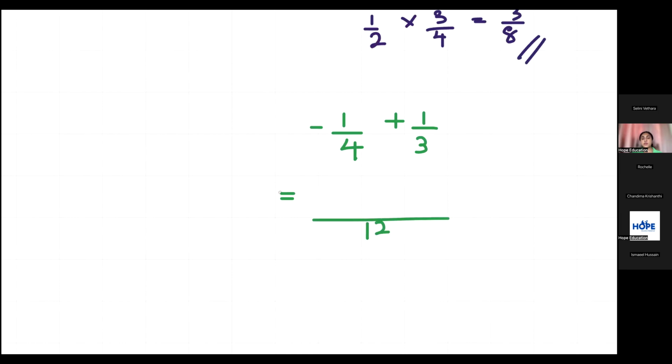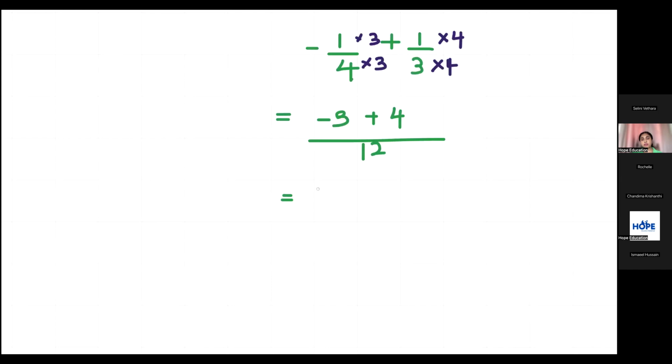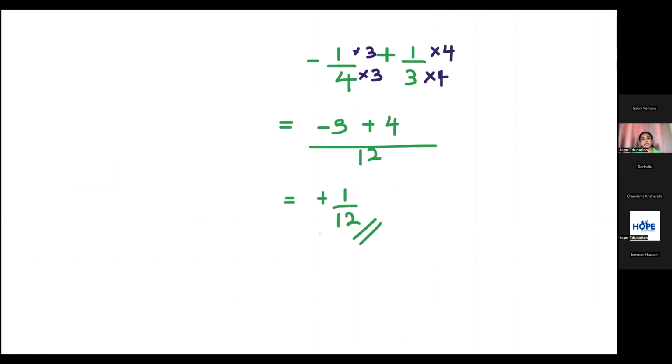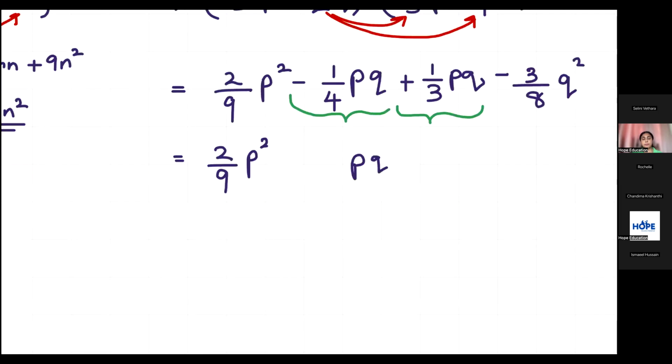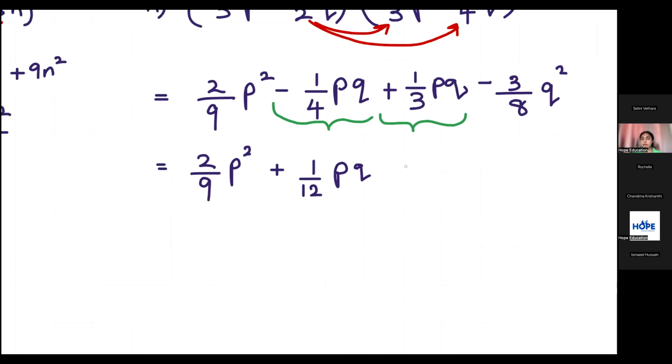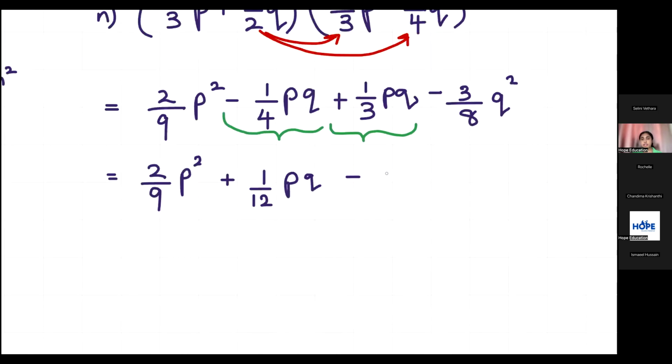So 4 over 12, you have to multiply by 3. So this also I will multiply by 3. 3 over 12, I multiply by 4. So this also I multiply by 4. So minus 1 times 3 is minus 3. Plus 1 times 4 is plus 4. So minus 3 plus 4 means plus 1. Plus 1 over 12. So I will take it here. Plus 1 over 12 pq, no problem. And then here there is 3 over 8 q squared.